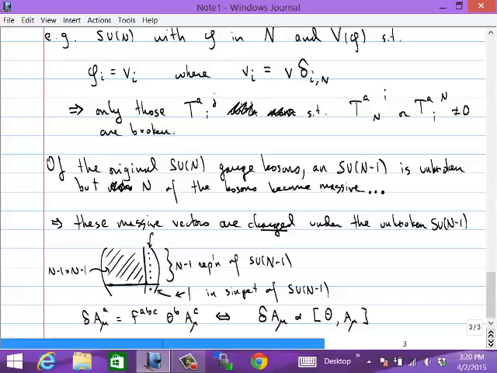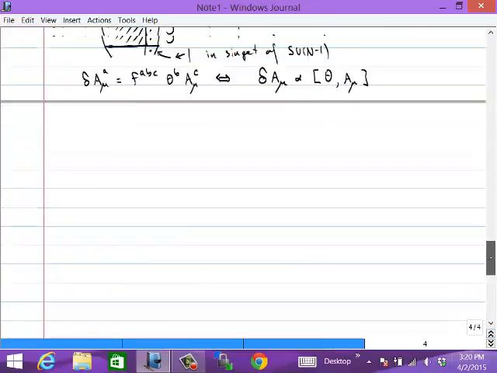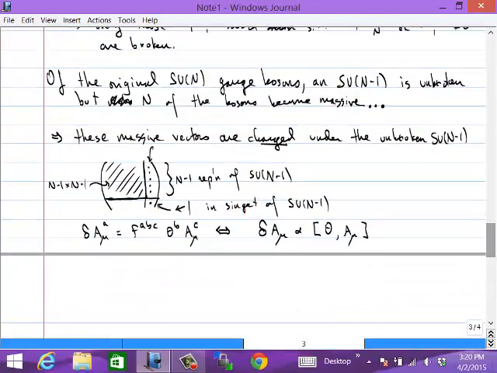Is this more or less hopefully clear? Okay. Don't worry, you're going to have to understand this to do the problem set for next week, so don't worry about not understanding this, because you're going to. And then it's straightforward to go ahead and work out the masses of these gauge bosons.